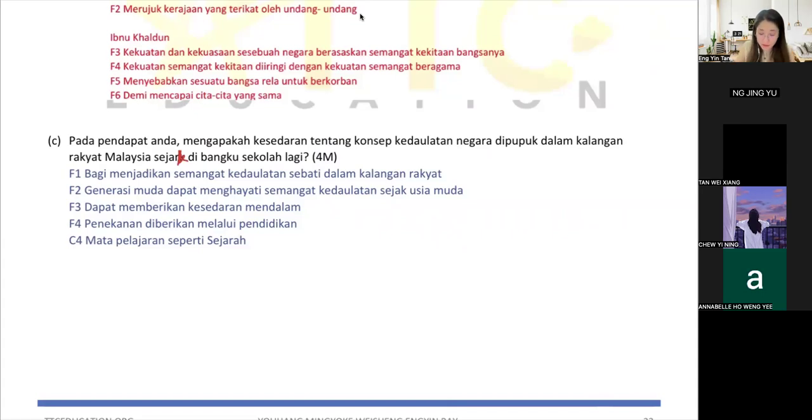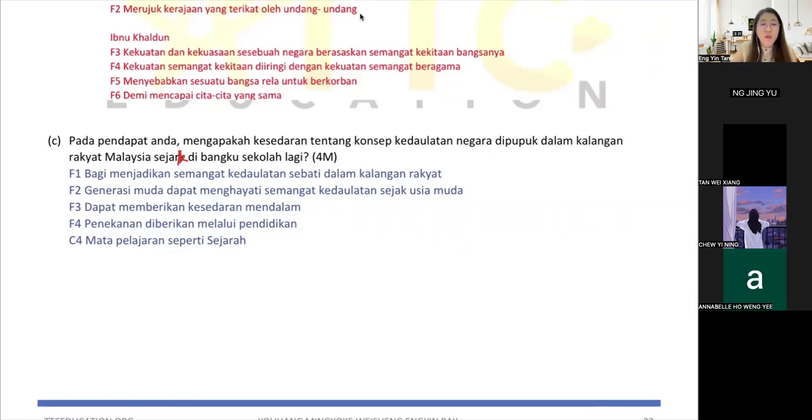Okay? So you explain also that we have the semangat kedaulatan sebati. So we understand the concept of kedaulatan, and then you will appreciate it, menghayati. You appreciate it, you menghargai. So that you understand in detail, because you learn at school. Penekanan melalui pendidikan. Emphasize this concept through education. And the last one is, you give me contoh, example like learning sejarah.